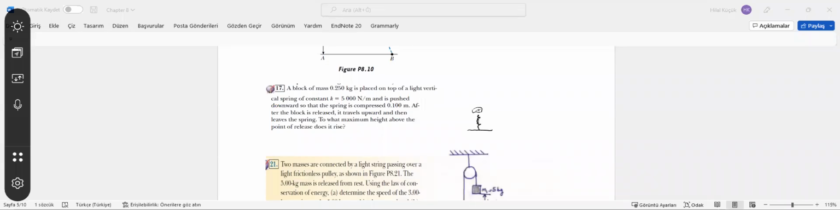For example, I will not solve all questions. I will just show again the same technique, reference point. Okay. And push down by 0.1 meter.